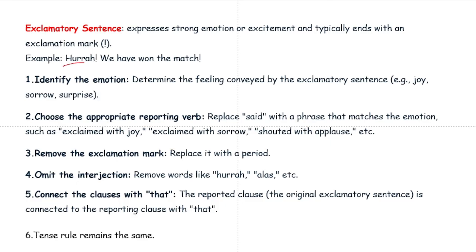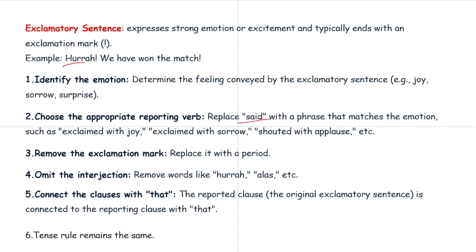Now, again, there are 5 steps. First, we need to identify the emotion of the sentence, what kind of feeling the sentence is conveying, right? Whether it's joy, sorrow, or surprise. Then we need to use the appropriate reporting verb.